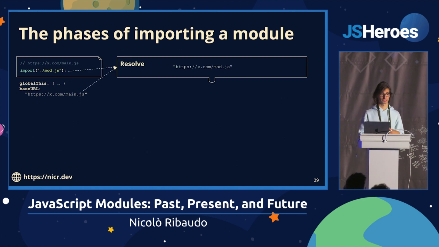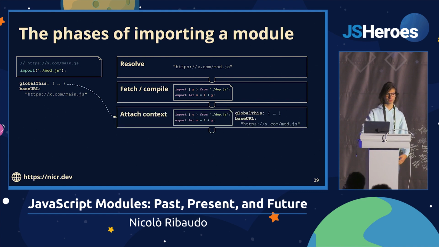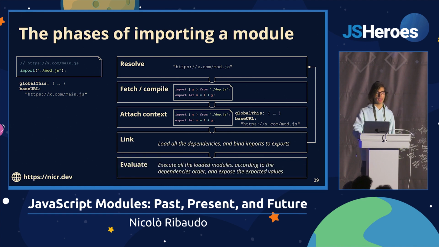The first step when importing a dependency is to get the full URL of the dependency, so to resolve the requested file. Then we need to fetch or compile the file, depending on the language that we are importing. Then we need to attach some context so that this module can then be executed. So it needs a global environment, a global this object to look up all the globals. It needs its own base URL so that its transitive dependencies can be loaded again. And then we link all the dependencies by repeating this process for all the modules in our dependencies graph. And finally, we can execute all of them in the correct order.